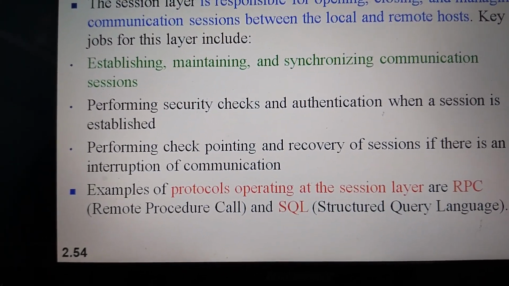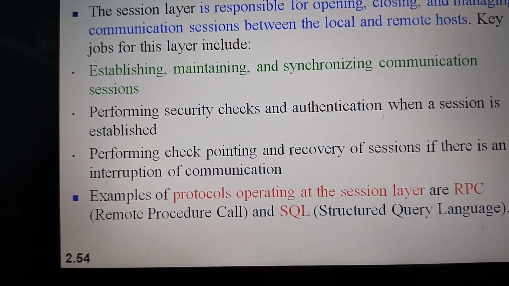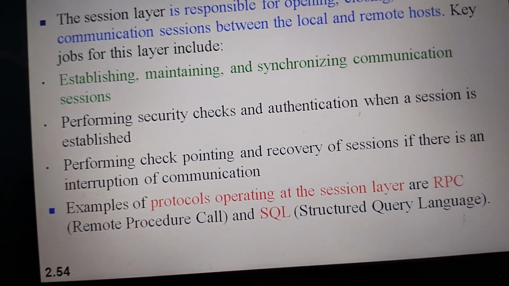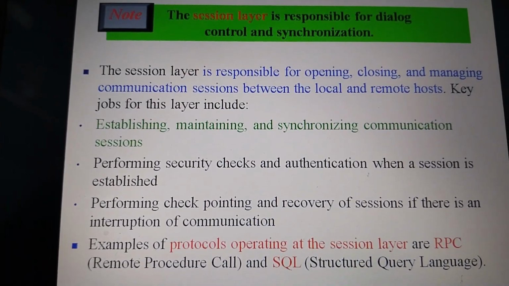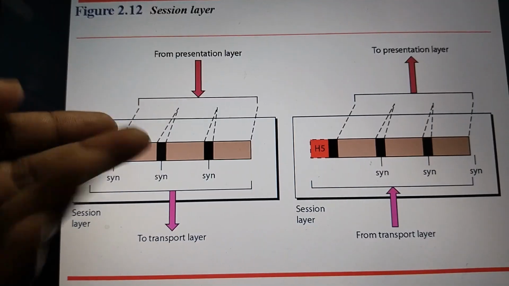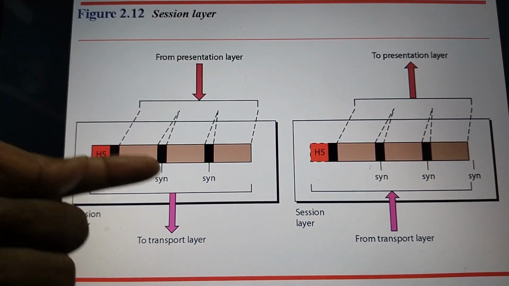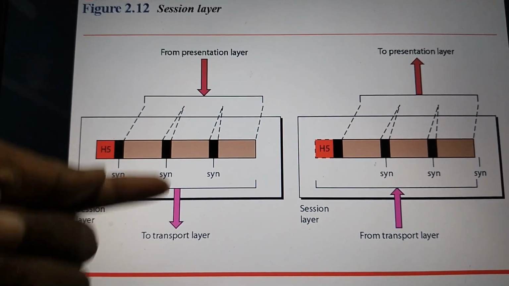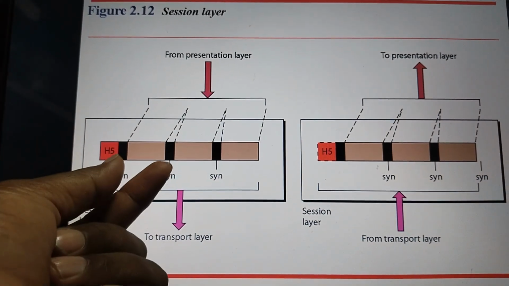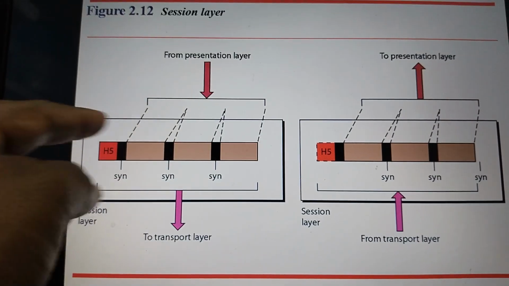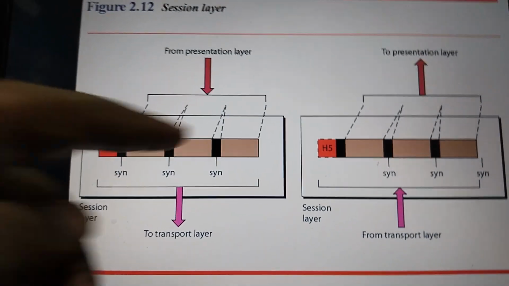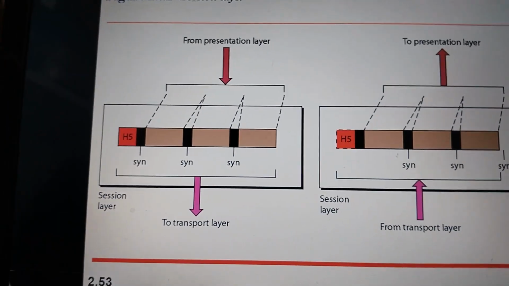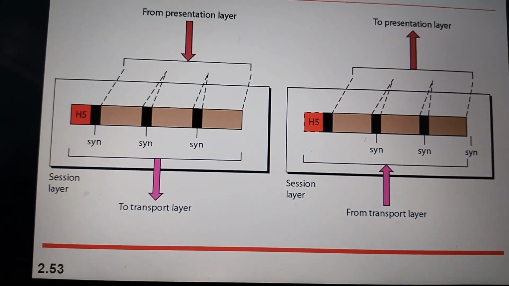Here the example protocols are the Remote Procedure Call protocol and SQL, Structured Query Language, protocols, which are used in the session layer. The data comes from the presentation layer to the session layer. The session layer divides the data into a number of sessions: the first session, second session, third session, and the data contains the header. After completion of the session layer, the data goes to the next one, the transport layer.